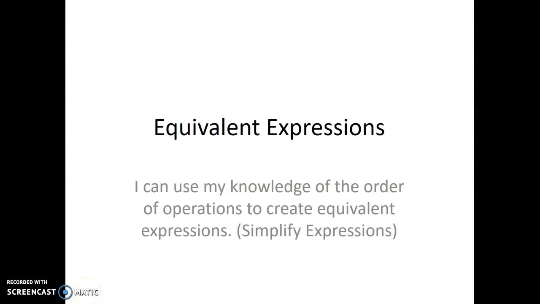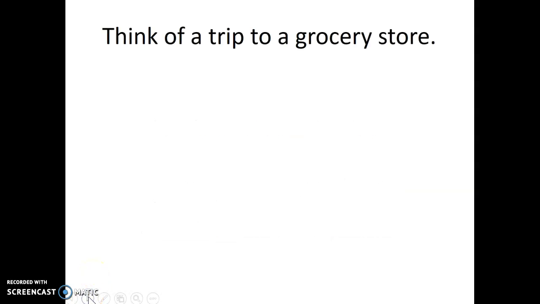Guys, today we're going to talk about equivalent expressions, and the I can statement is: I can use my knowledge of the order of operations to create equivalent expressions. And really what we're doing is we're simplifying expressions. So today we're just going to talk about how we combine some of those like terms, and we're going to review some of that vocabulary that we started before our break.